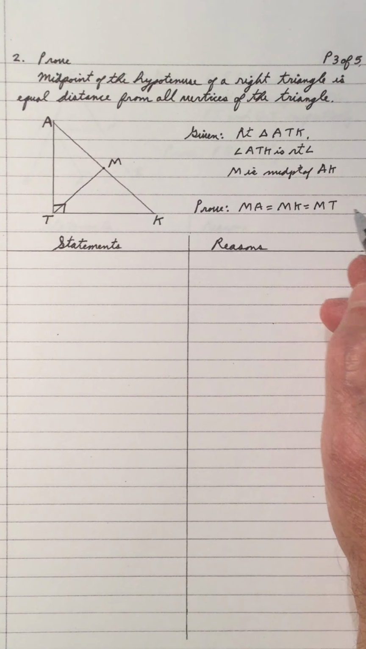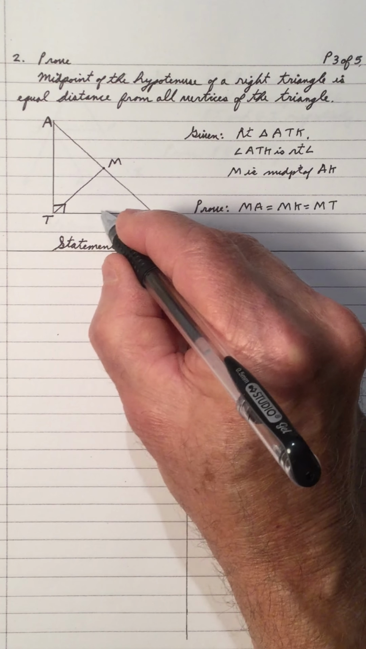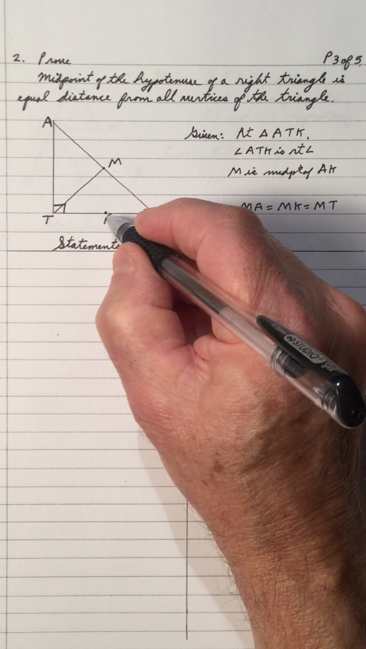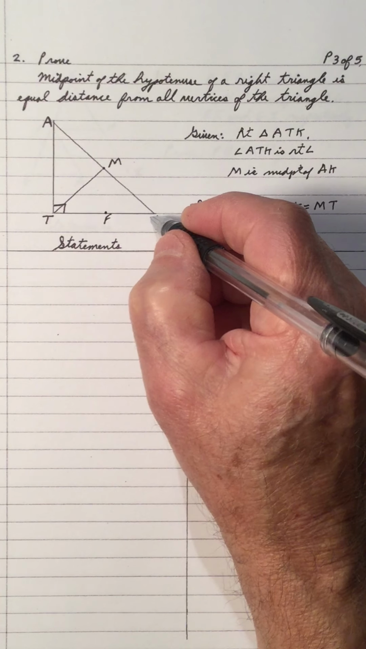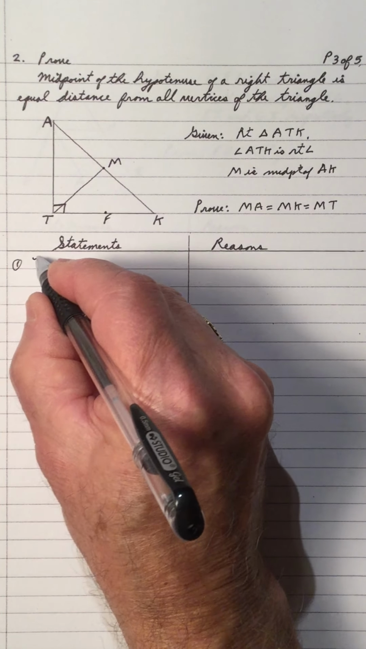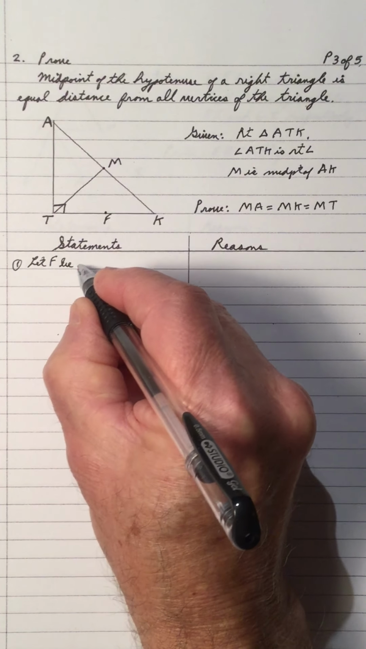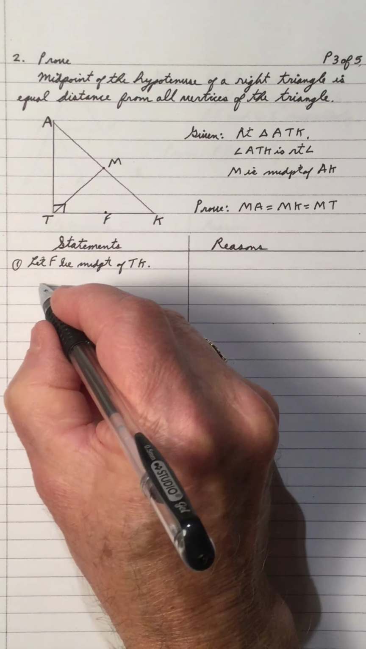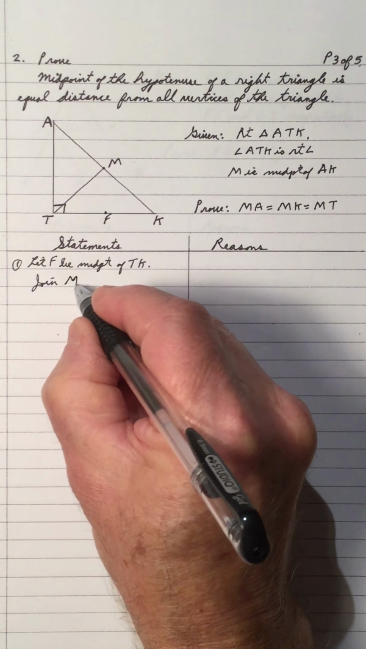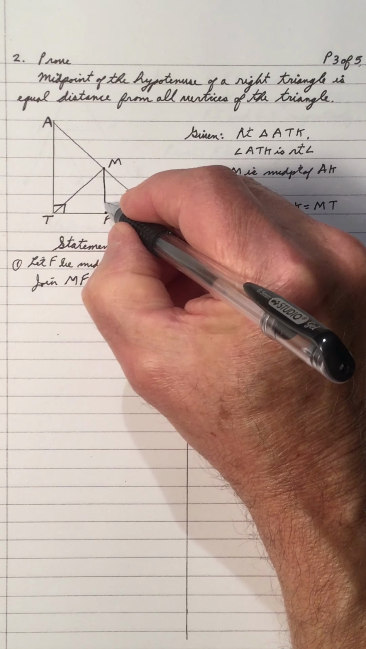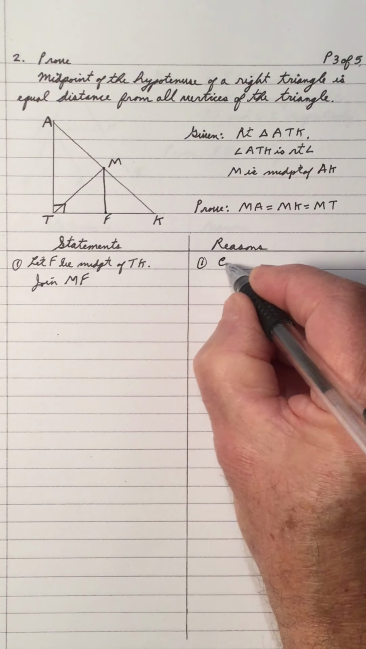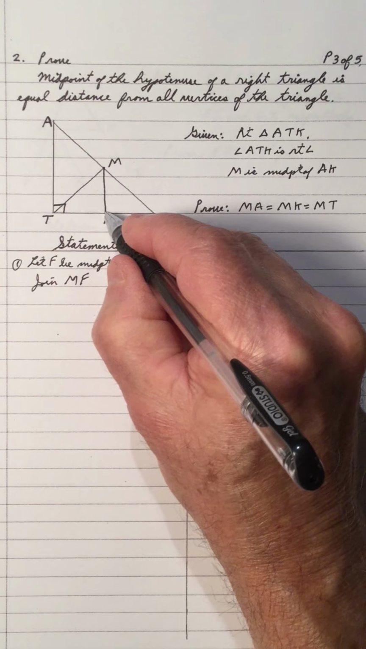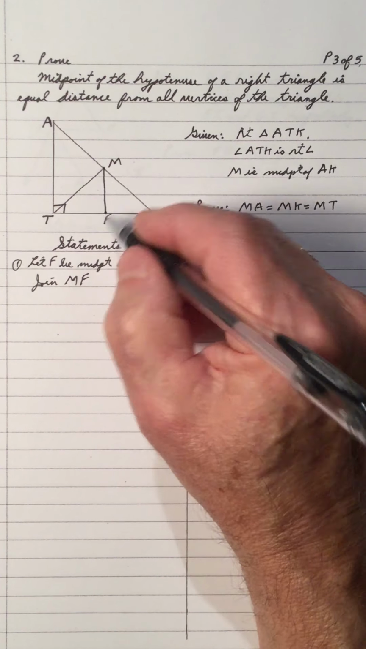Okay, to do this proof, I'm going to select this point right here, which I'm going to call F. I'm going to select F to be the midpoint of TK. So I'm going to let F be the midpoint of TK, and I'm going to join MF. And that's a construction. So you're allowed to pick F as the midpoint of this, and you're allowed to join these segments.